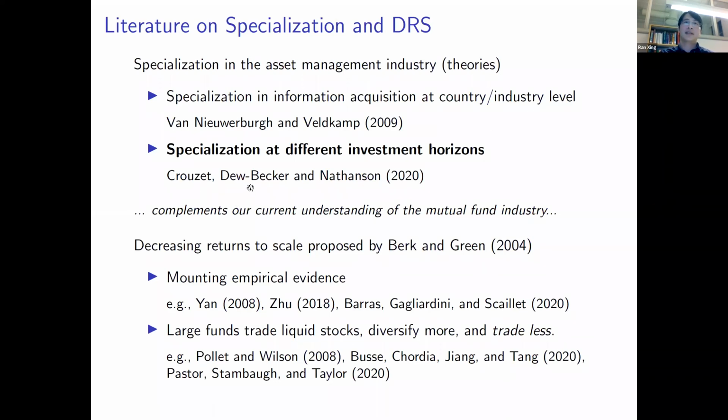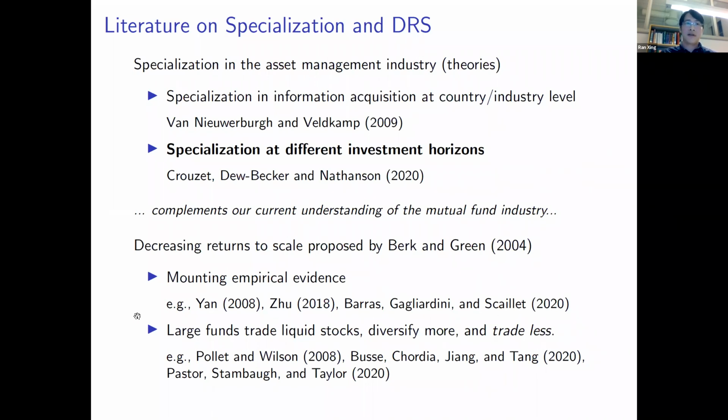And the recent paper from Cruzet, Dubecker, and Nathanson extended their model and shows that there are also specializations endogenously at different investment horizons. So from my view, I think the specialization perspective complements our current understanding of the mutual fund industry, such as the well-known literature on decreasing returns to scale, which was first proposed by Berk and Green, and it is focusing on fund size instead of strategy. But there has been mounting empirical evidence on that. For example, Yan 2008, Zhu 2018, and a very recent and very nice paper from Barras, Gagliardini, and Scaillet 2020.